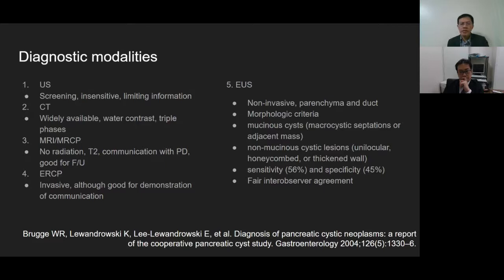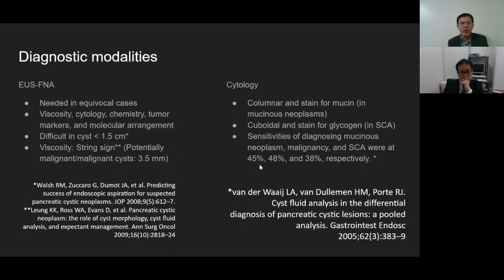However, the limitation of EUS morphology alone is that it has moderate sensitivity and specificity, and there is also the problem of inter-observer agreement. So that's why we sometimes need to go to FNA. FNA is needed in equivocal cases.